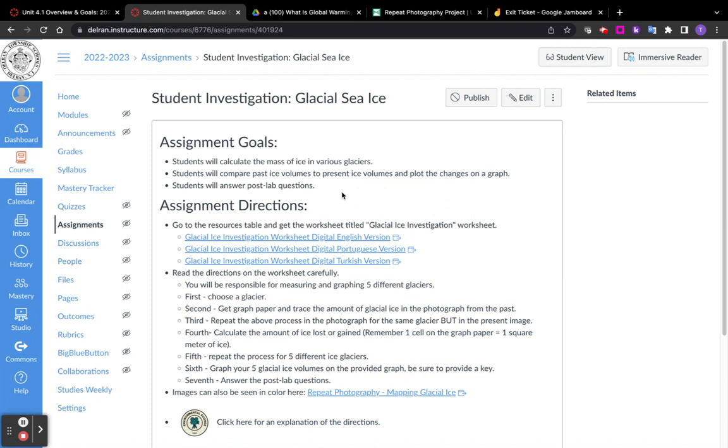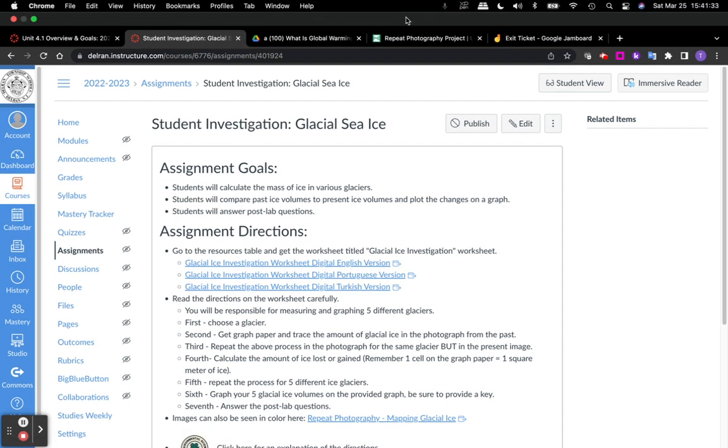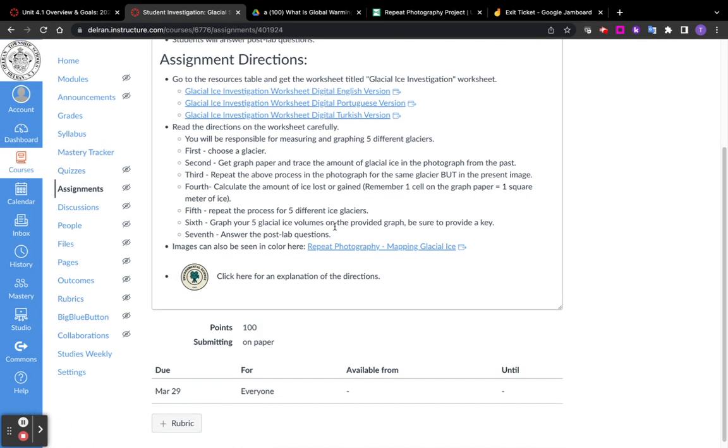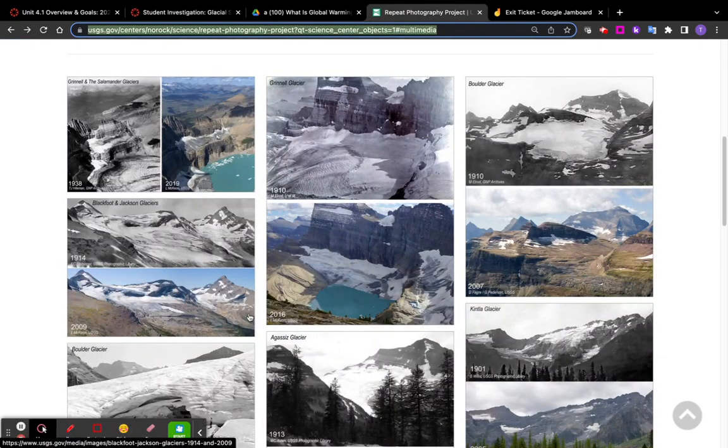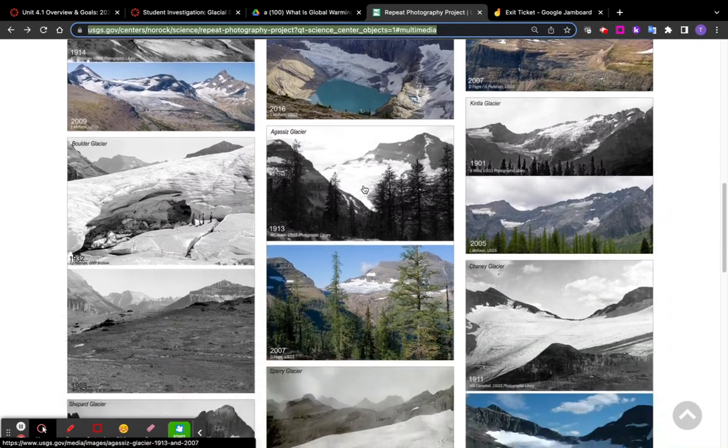Then you're going to use your graphing skills to graph your data, all 5 different glaciers on one graph. And yes, you are doing 5 different glaciers. There are tons of them. If you want to see these in color, the first thing I want to tell you is that there is a link down here to see them in color. I know black and white might make it difficult to tell where the ice is, so they're here in color.